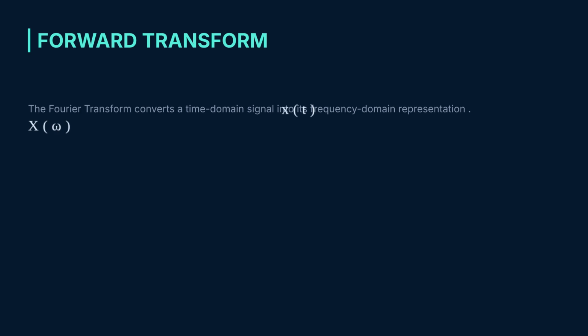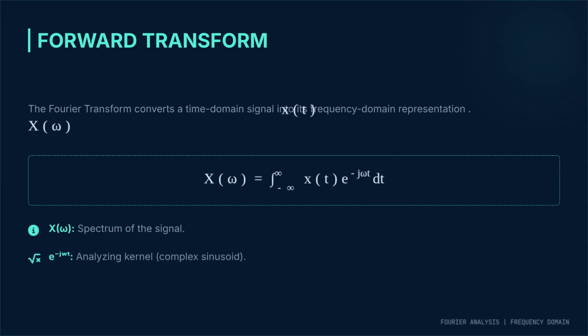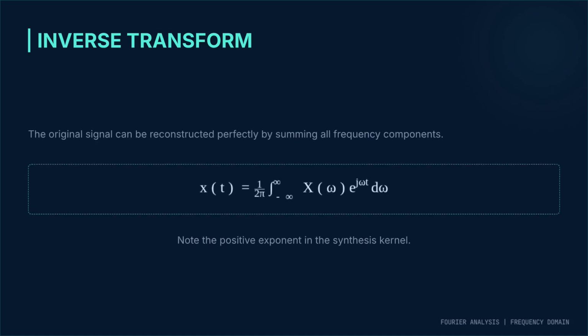The forward Fourier transform converts a time domain signal, x of t, into its frequency domain representation, X of omega. The integral formula achieves this by multiplying the signal by the analyzing kernel, which is a complex sinusoid, and integrating across all time. The inverse Fourier transform allows the original signal, x of t, to be reconstructed perfectly by summing all frequency components. This synthesis process uses a similar integral form, noting the positive exponent in the synthesis kernel.